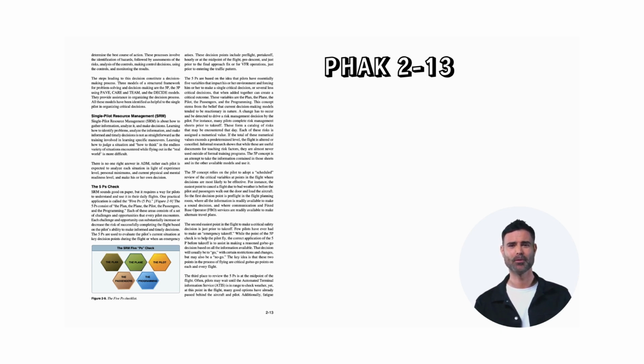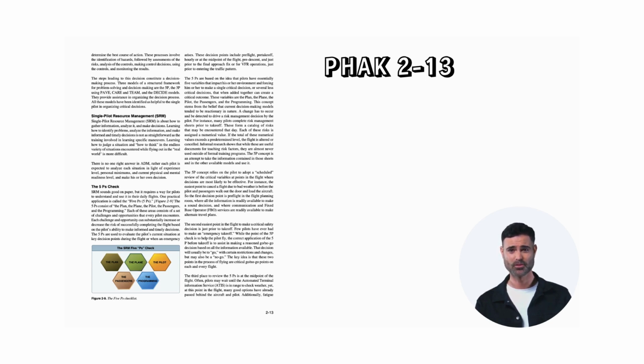Few pilots have ever had to make an emergency takeoff. While the point of the 5P check is to help the pilot fly, the correct application of the 5P before takeoff is to assist in making a reasoned go-no-go decision based on all the information available. That decision will usually be to go, with certain restrictions and changes, but may also be a no-go. The key idea is that these 2 points in the process of flying are critical go-no-go points on each and every flight.